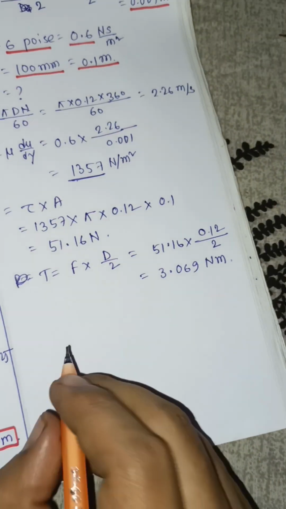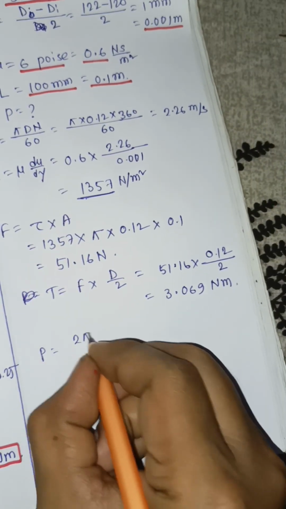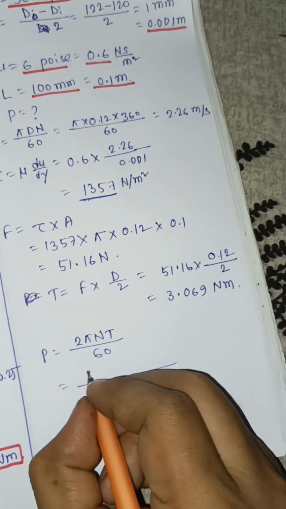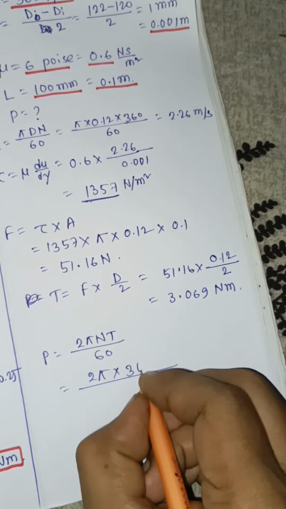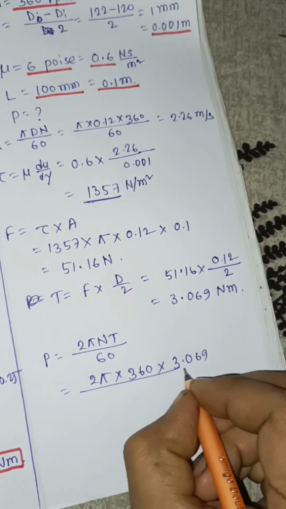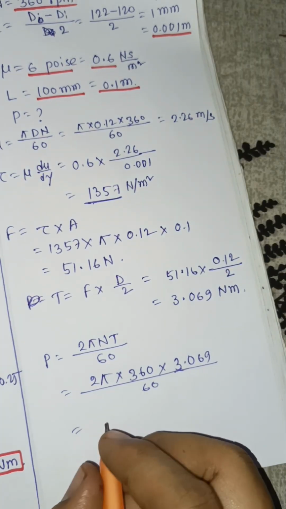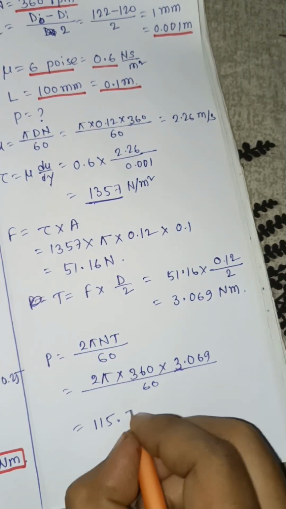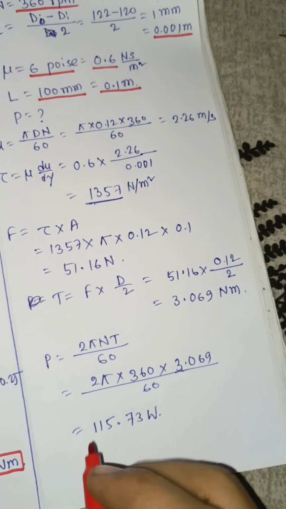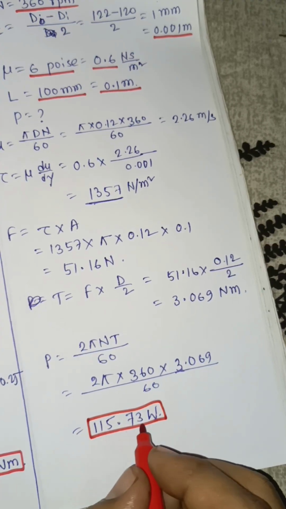Now if you want to calculate the power, the power formula we know is 2 pi nT by 60. So 2 pi n, what is the value of n? That is 360, which is given in this question. Torque that is 3.069 divided by 60. So if you calculate, this value will be 115.73 watt. So the answer will be 115.73 watt.